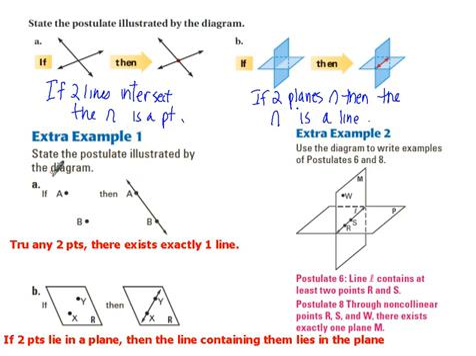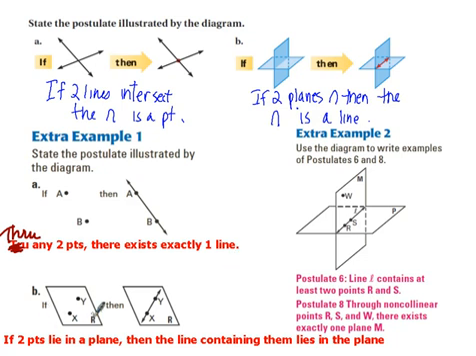Example 1. State the postulate illustrated by this diagram. If we have 2 points here, and we have a line through those 2 points, so we're going to say that through any 2 points, there exists only one line. Notice I am not giving the postulate number, I am writing it in abbreviated form.